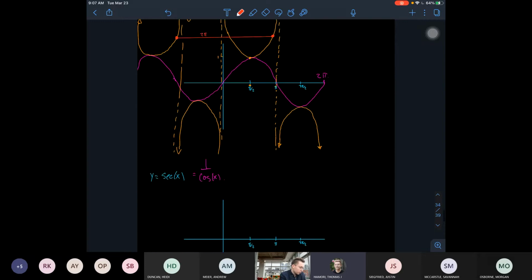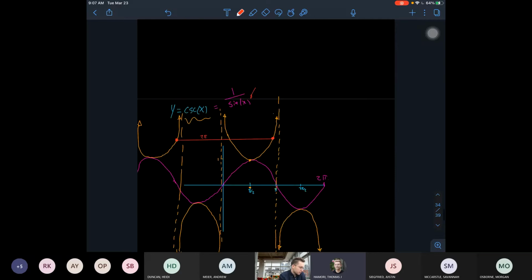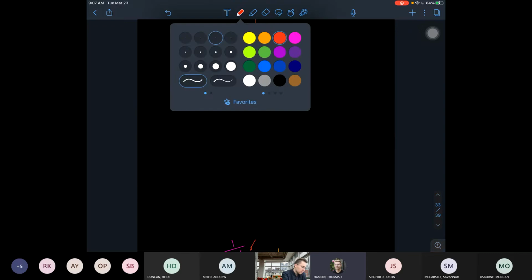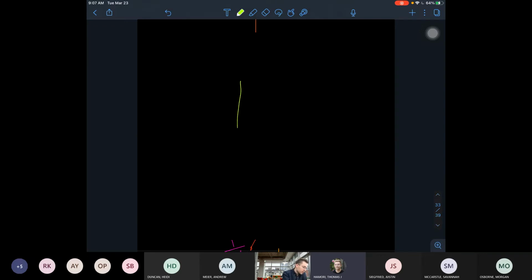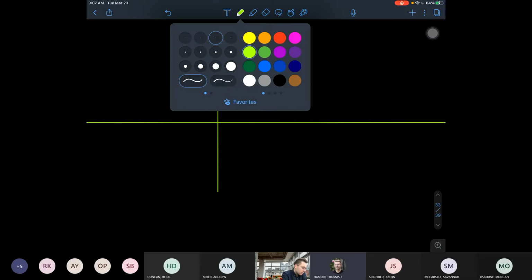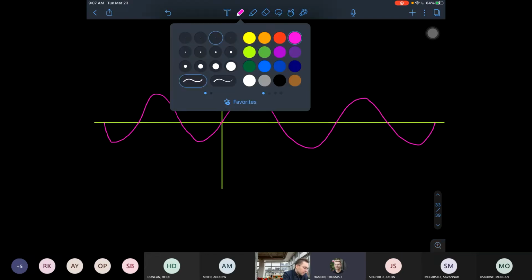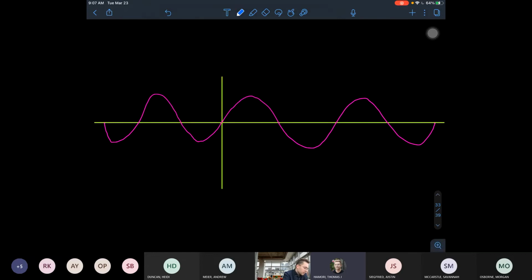Now, before we try to graph 1 over cosine of x and secant of x, let me ask you all a question. The question is the following. Is there a relationship between the graph of sine of x and the graph of cosine of x?